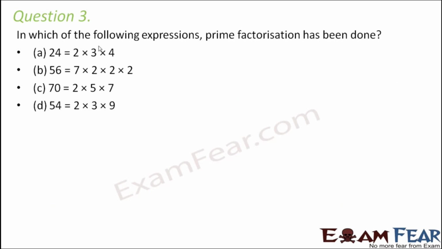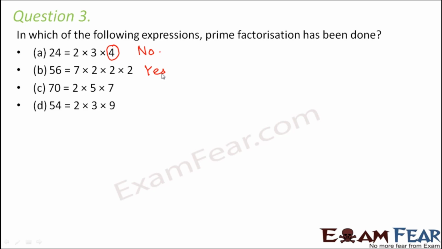In which of the following expressions has prime factorization been done? First, 24 is equal to 2 into 3 into 4. Here prime factorization is not done because 4 is not a prime number. 4 is a composite number. 56 is equal to 7 into 2 into 2 into 2. So 7 and 2 are both prime numbers. So yes, in this case prime factorization is done.